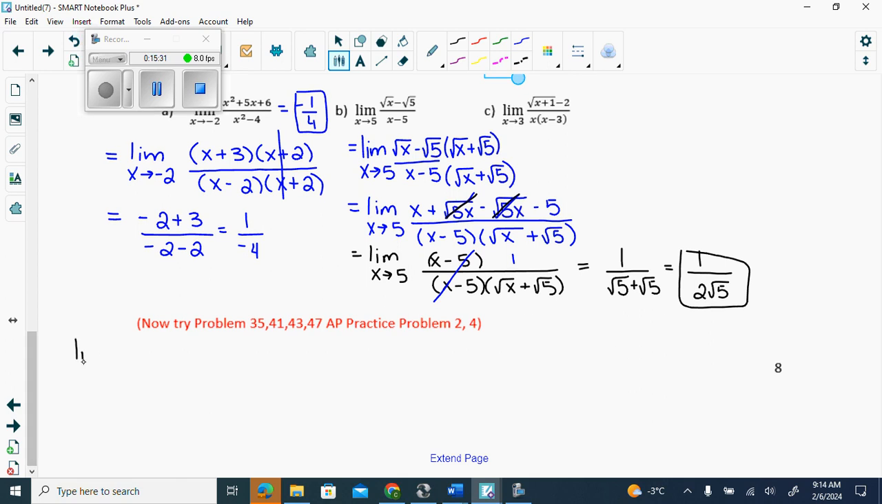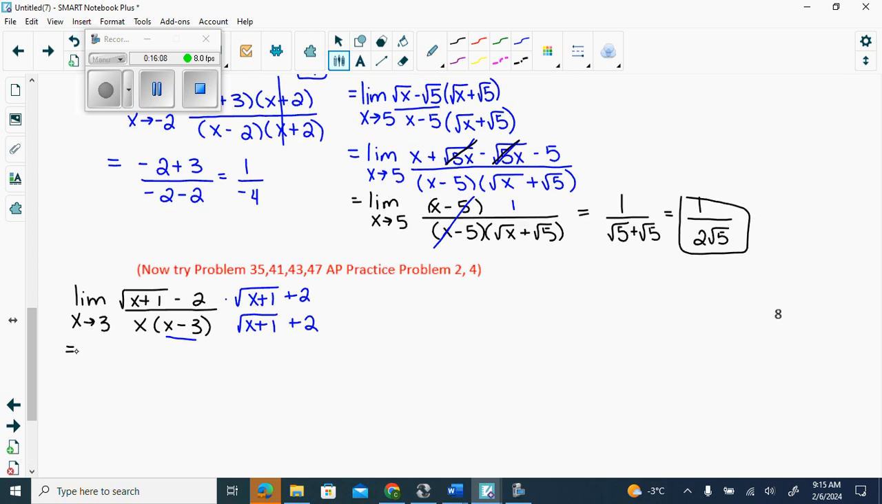So I have the limit as x approaches 3 of root x plus 1 minus 2, over x minus 3. What's the problem in my denominator? This. That's my problem. So I'm trying to get it to cancel off. So once again, I'm going to have to do conjugate. So I'm going to multiply by root x plus 1 plus 2, over root x plus 1 plus 2.